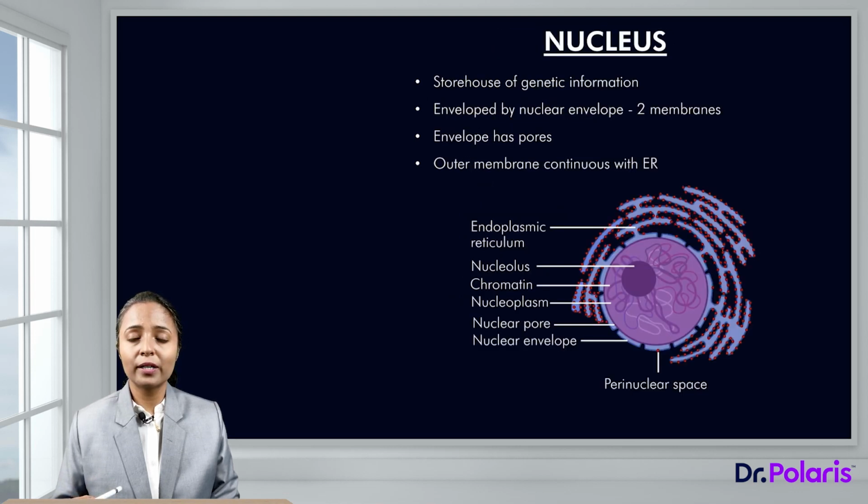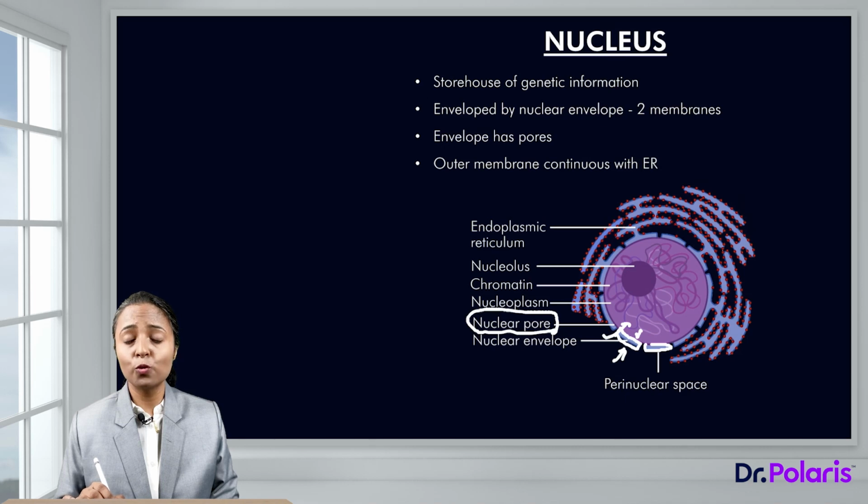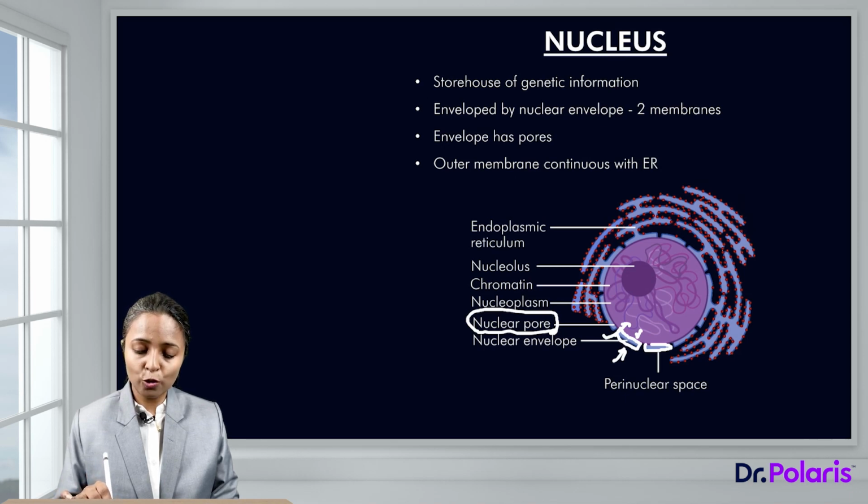Then, the next organelle is the nucleus, which is the storehouse of genetic information. If we see, this nucleus consists of an envelope, right? So there is a double membrane in this envelope, inner membrane and outer membrane. And this membrane is interrupted in between. So there is a nuclear pore, because some substances move into the nucleus and out of the nucleus via this nuclear pore. Then you see the membrane is actually continuous with the endoplasmic reticulum.